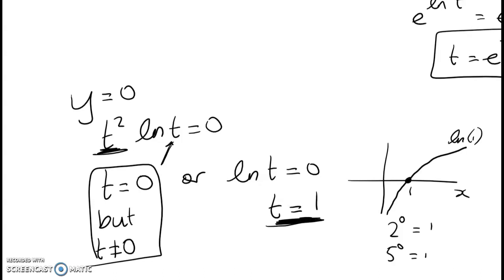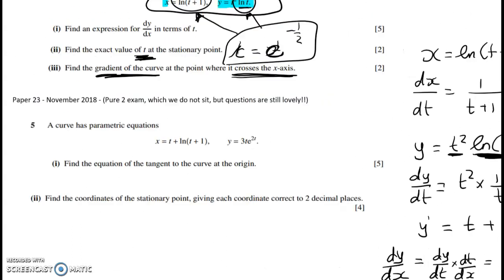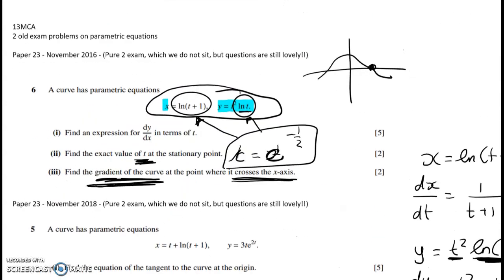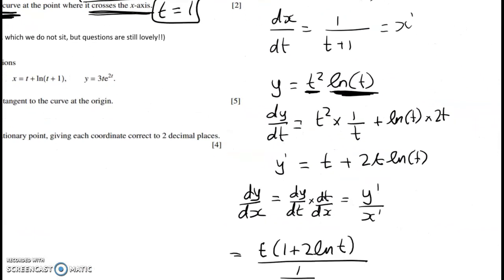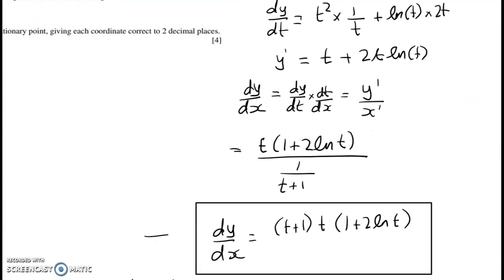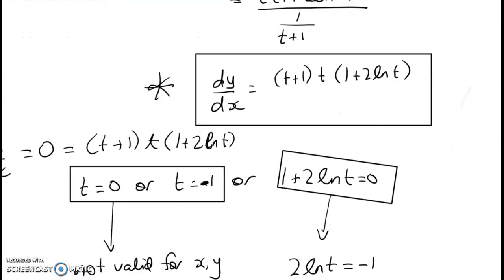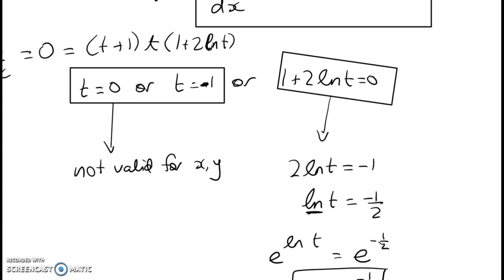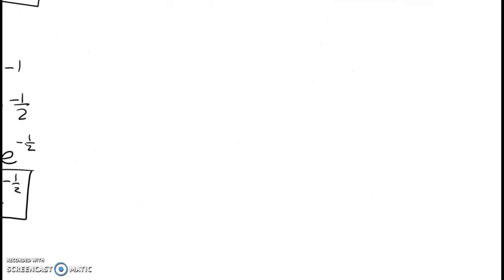So t equals 1 is the value that we want for the point where it crosses the x-axis. It's going to cross the x-axis where t is equal to 1. Now what I have to do is take that t value and use my expression for the gradient. Let me just find some more space. So t equals 1 gives us the x-axis crossing.